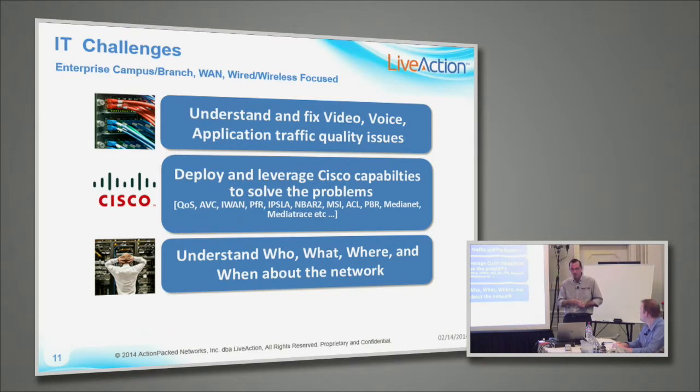So whether it's QoS, AVC, IWAN, PFR, there's a plethora of capability that Cisco keeps coming out with. But at the end of the day, they still find it hard to actually use that and deploy that. In the second section, I'll actually go over how we got started, and that'll probably tell you why we're so Cisco focused to some extent. And the third aspect is understanding who, what, where, and when about the network. So this is agnostic to Cisco, where we gather NetFlow and SNMP data and we lay out your network. So it'll work with Juniper or HP or any of the other products.